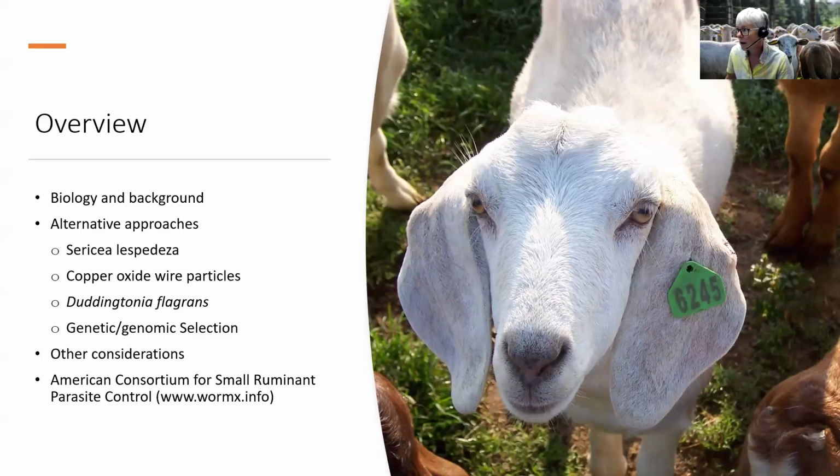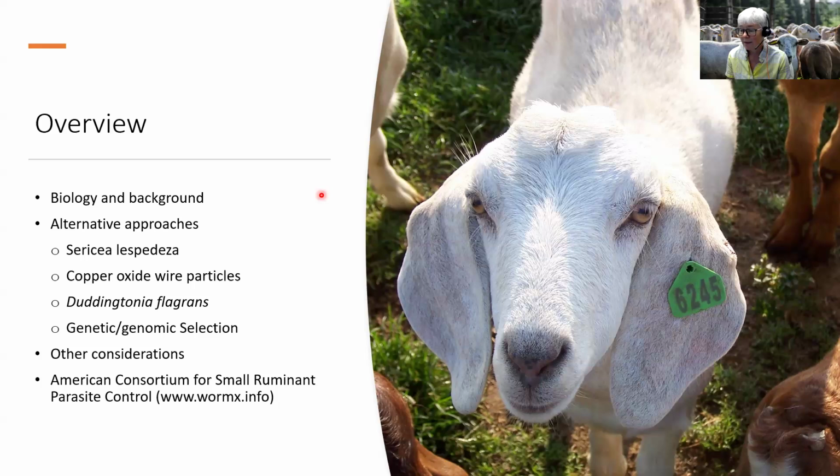So what I am going to try to cover today, I'll do my best, is a little bit about the biology and background of both the worm and the animal, and briefly how we got to where we are in terms of why we need to be so vigilant in controlling worms, and basically why dewormers don't work. Then we'll look at alternative approaches, which include grazing or feeding Sericea lespedeza, the use of copper oxide wire particles, and Duddingtonia flagrans, which is a nematode-trapping fungus, otherwise known as BioWorma in the US, or Livamol with BioWorma.